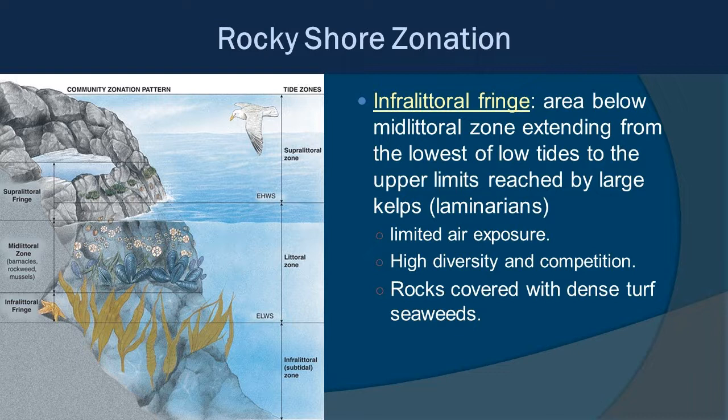But they are limited, obviously, because they need to be in the water. Now, this infralittoral fringe is going to be relatively diverse compared to all of the other zones above it, simply because it has a lot more access to the water more of the time. A lot more species can handle it there. However, you start to get into much higher competition between different populations.